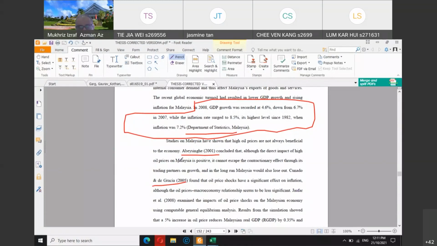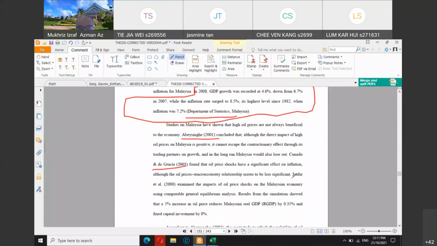For example, by Ebi Singhi, Cunado de Gracia, and also Jaafar 2008. Okay, so all these papers are somehow related to the issue of oil price shocks and the impact on the Malaysian economy. Of course, not exactly the same topic that I did, because what I'm doing is basically the same as what these three people have done, so there is nothing new that I can offer in my thesis.